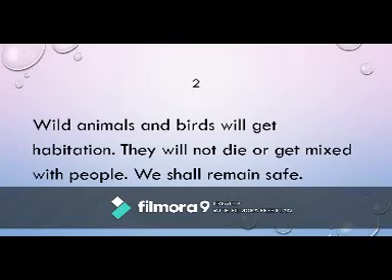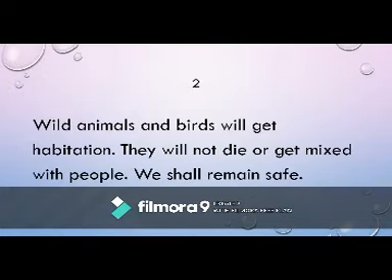Number 2, wild animals and birds will get habitation. As we know, birds used to survive in water bodies. There are some other animals that survive in trees and the forests. So keeping those water bodies and trees will allow these animals to get habitation.